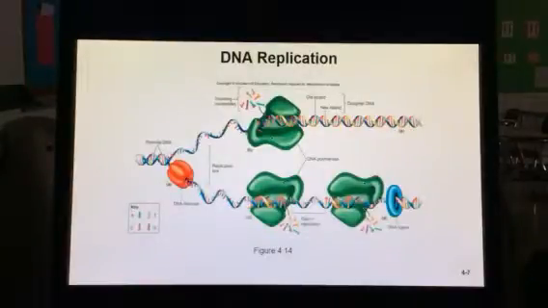Okay, here's a visual of what that DNA replication looks like, and we're going to watch the animation as well. So the orange pumpkin-looking enzyme, that's the helicase. That's what opens up and separates the strands.